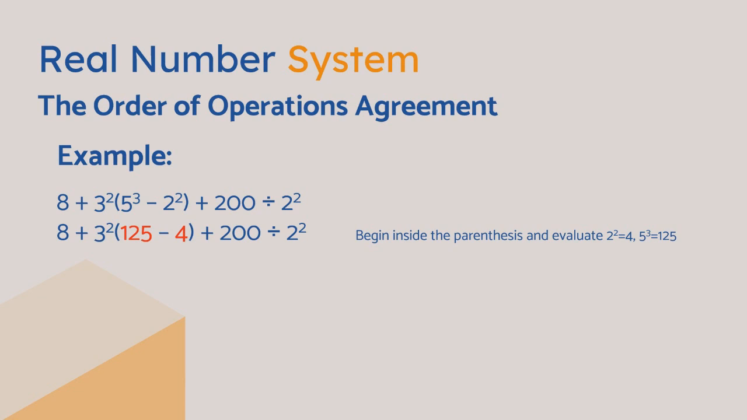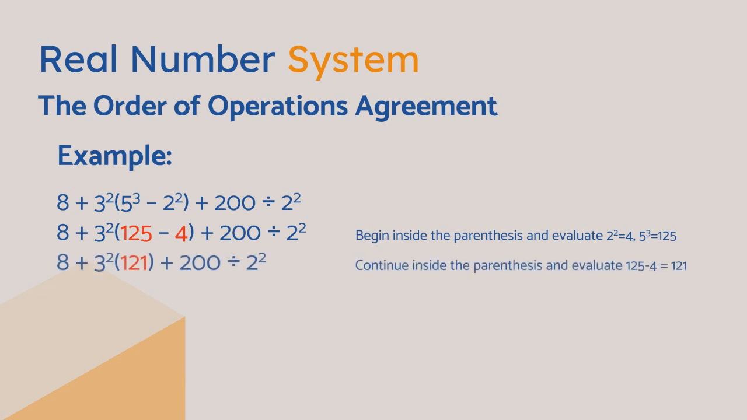Let's go back. Inside the parentheses, we don't have P, we don't have parentheses inside. We dealt with the E. The M, the multiplication and division, doesn't exist. Addition, subtraction, we have subtraction, so we need to perform the subtraction inside the parentheses. That's 125 minus 4 or 121.